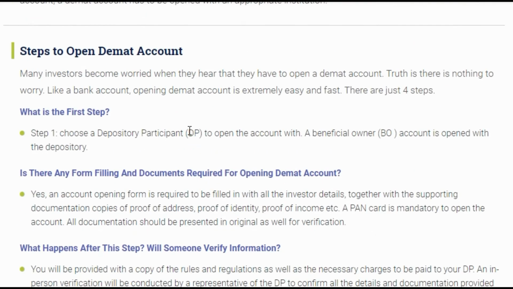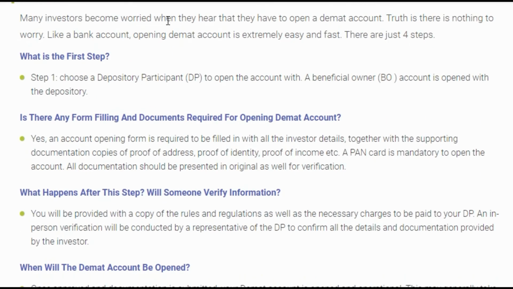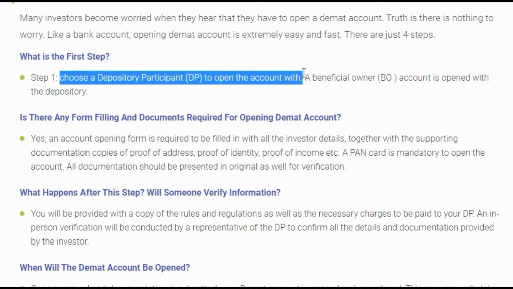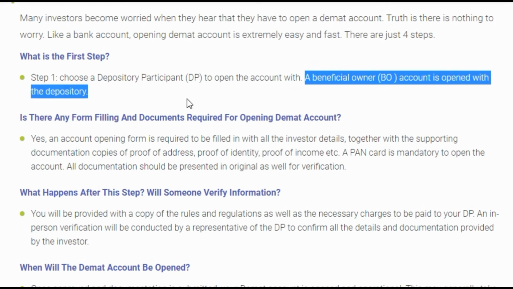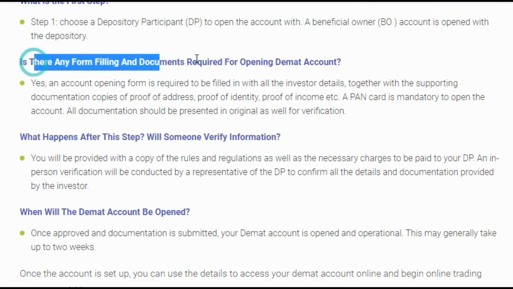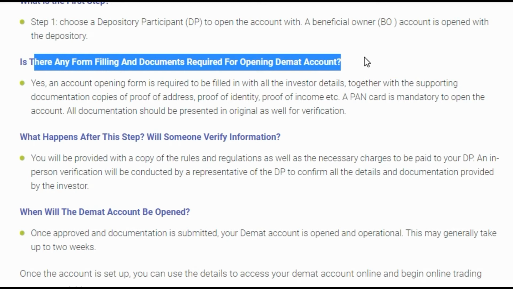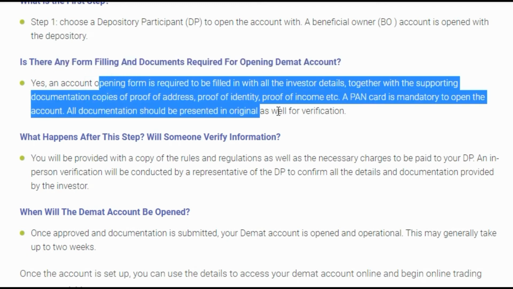So what are the steps to open Demat account? Now many investors became worried when they hear that they have to open a Demat account. But there is nothing to worry about. Like a bank account, opening Demat account is extremely easy and fast. It involves 4 steps. First, you choose a depository participant to open the account with. A beneficial owner account is opened with the depository. Is there any form filling in documents required for opening Demat account? Yes. An account form is required to be filled in with all the investor details together with supporting documentation, copies of proof of address, proof of identity, proof of income.